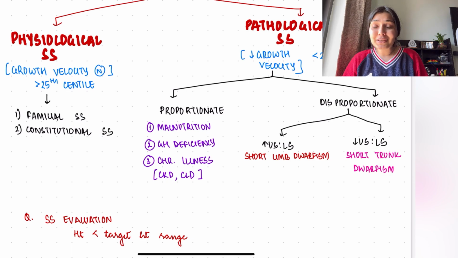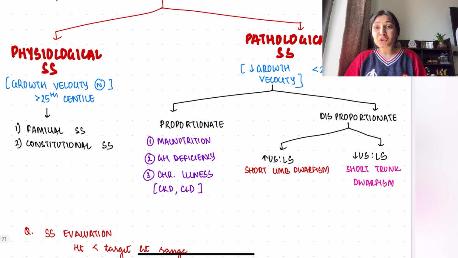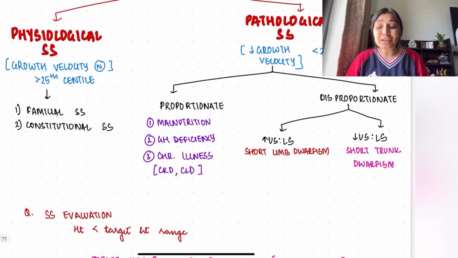The two major examples that you need to know here are familial short stature and constitutional short stature. These are the two main examples of physiological short stature. Whereas in pathological short stature, we can further divide it into either a proportionate short stature or a disproportionate short stature. Proportionate short stature means the entire body of the individual is short, right? So here all the causes that are affecting the body wholly would be included, like malnutrition. Less nutrition leads to a proportionately small child, right? So malnutrition, growth hormone deficiency, any chronic illness like CKD patients, CLD patients.